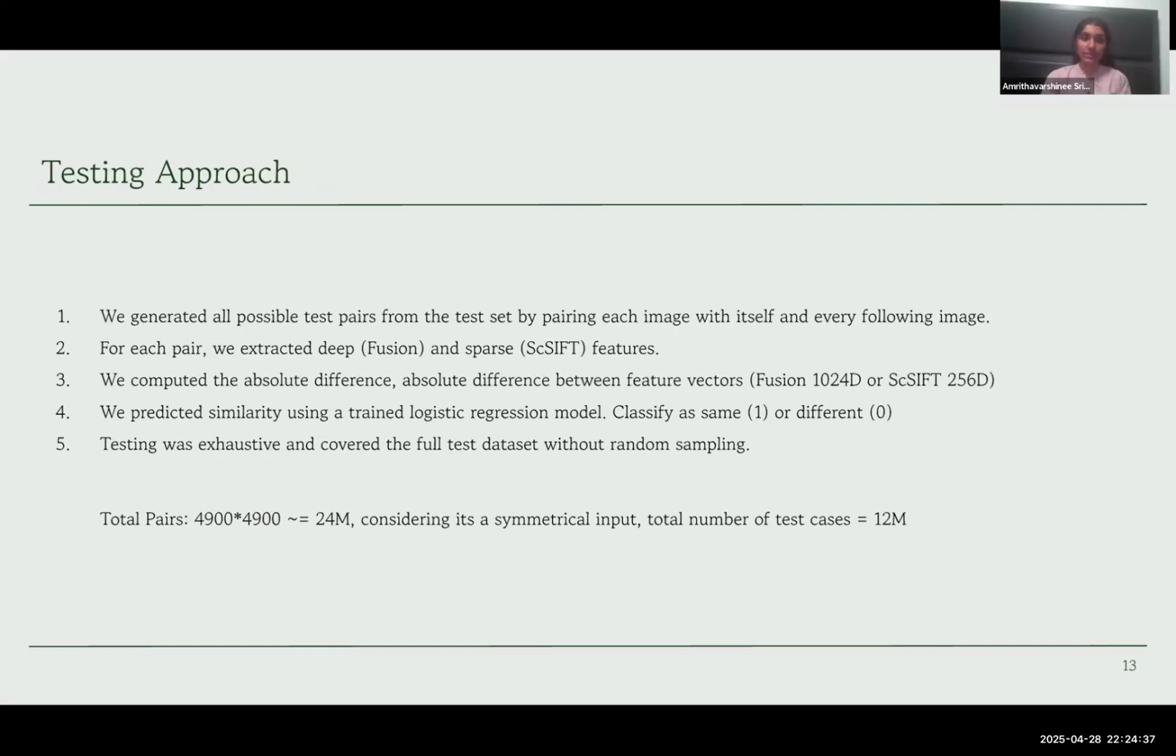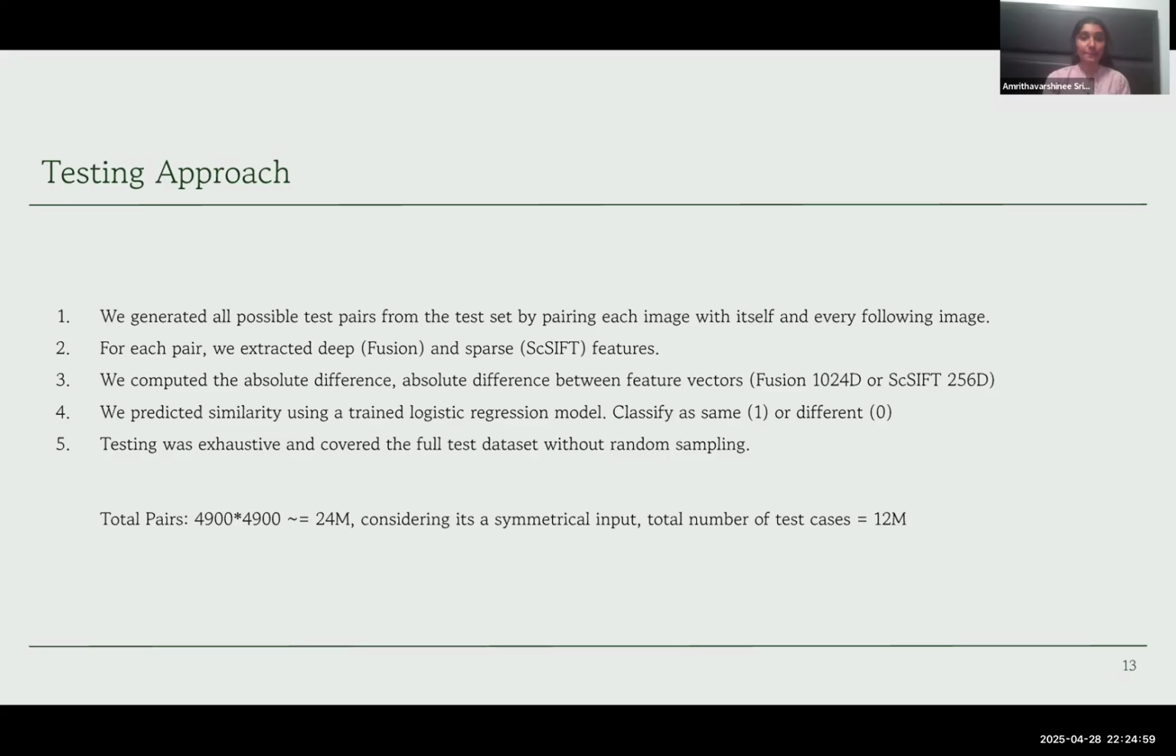I would be covering the testing approach. To evaluate the performance of both models, we conducted exhaustive pairwise testing on the entire test set. Specifically, each test image was paired with itself and every subsequent image in the dataset, generating all unique pairs. And this generated about 12 million unique pairs because there are about 4,900 test images in the dataset.